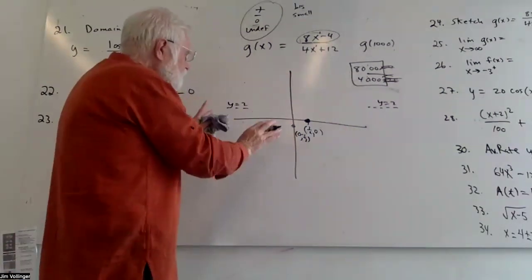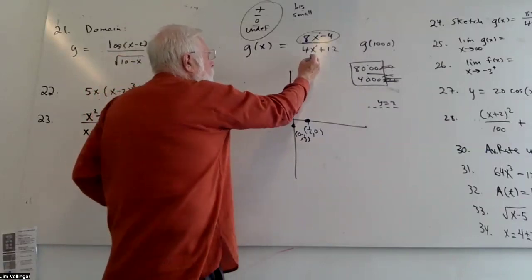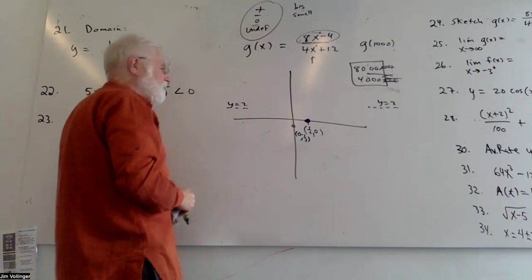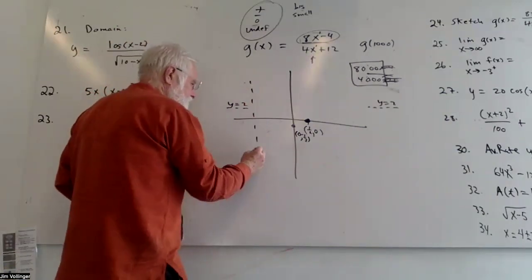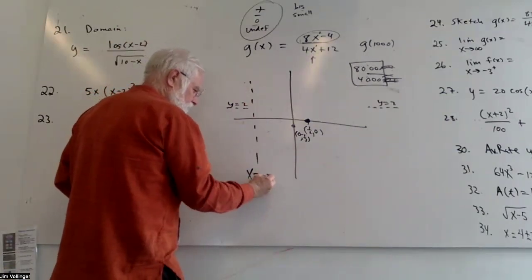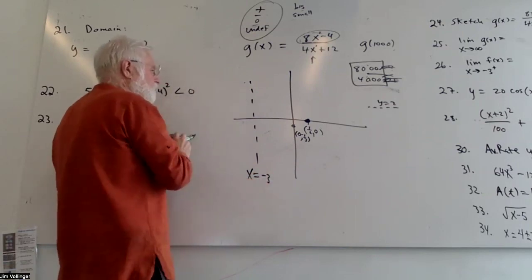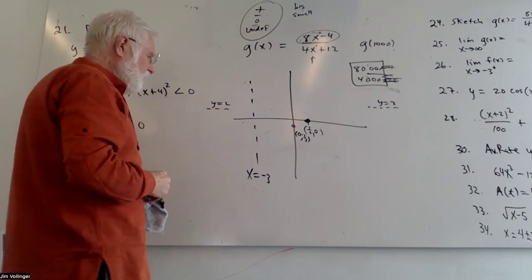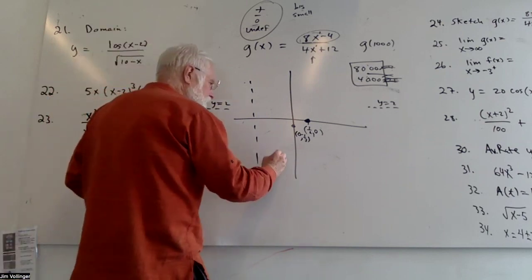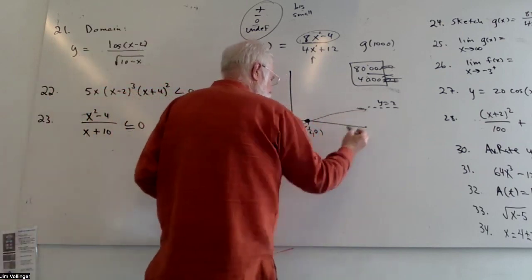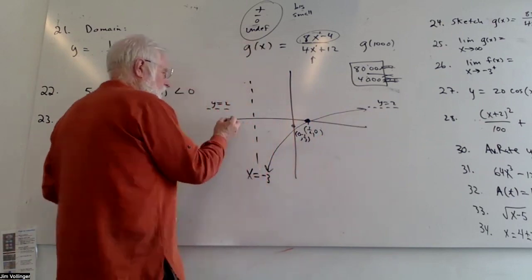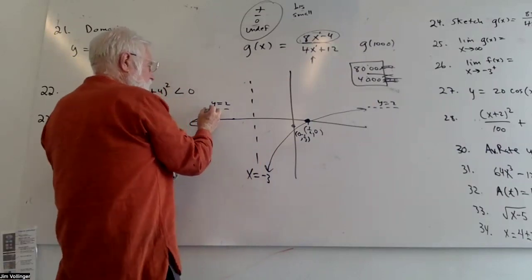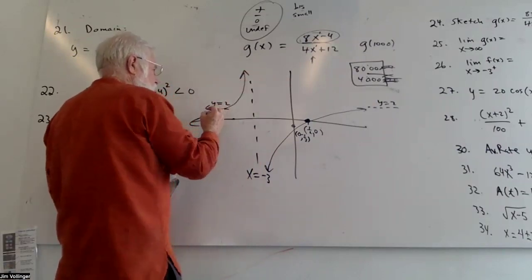So it's starting to take shape a little bit. And of course, I hope you look at that and go, oh, domain, I can't use negative 3. Next, let's move this 2 over. Well, I think this is shaping up nicely. And there are no more x-intercepts. There's only one x-intercept. So it's got to look like that.